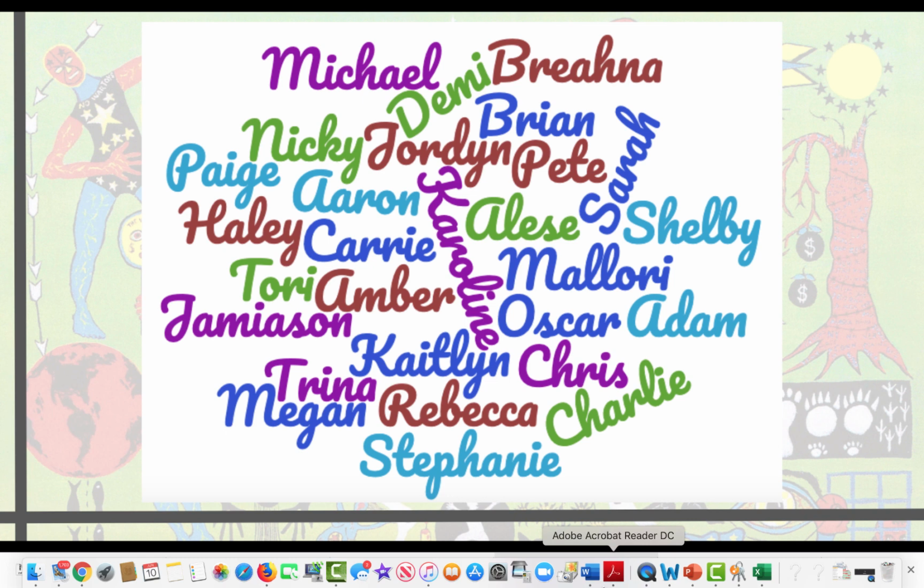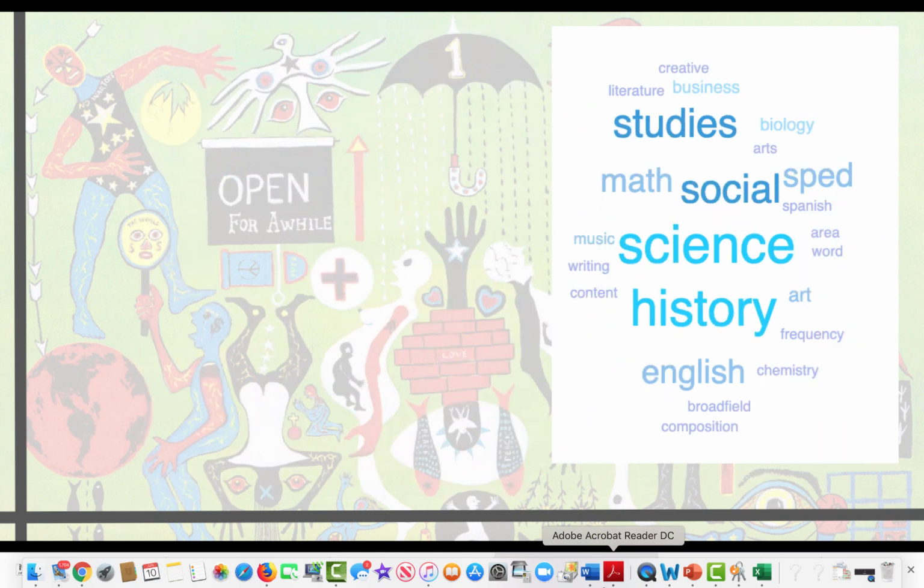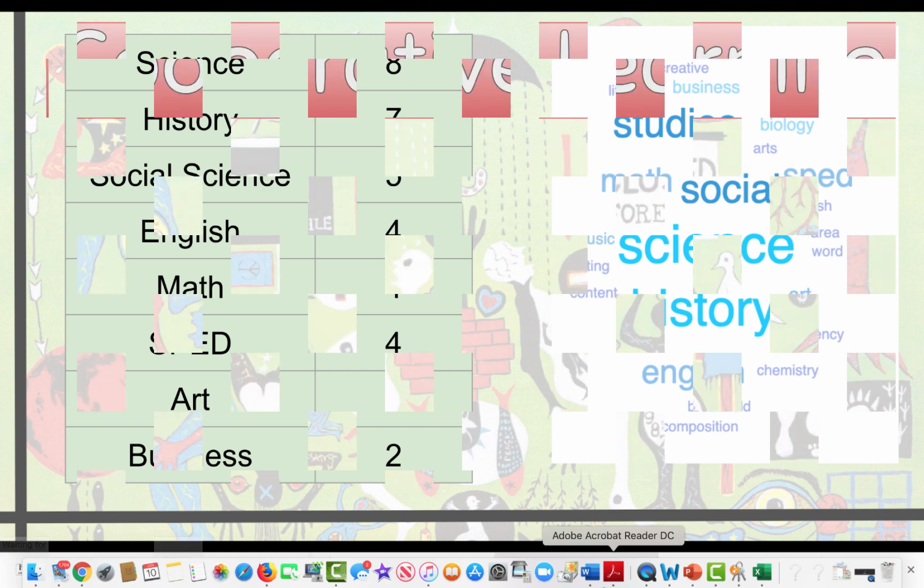Googled free word cloud generators. This week I'm using wordclouds.com. In our community, we have 2 Chris's, 2 Sarahs, and 3 Stephanies. Our content areas show diversity too. We have 8 teachers in science, 7 teachers in history, 5 in social science, 4 in English, 4 in mathematics, 3 in art, and 2 in business.